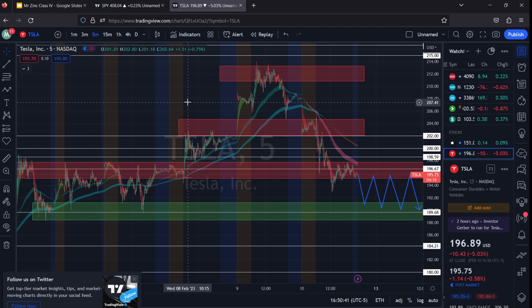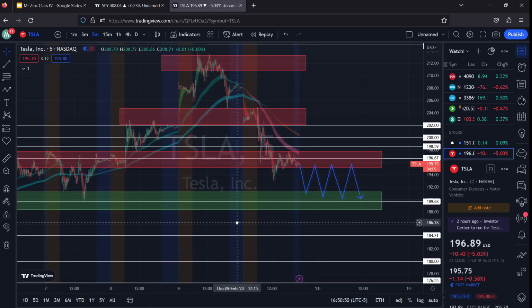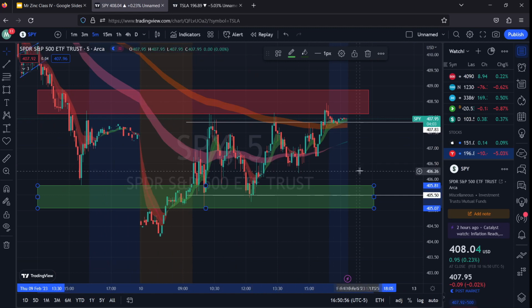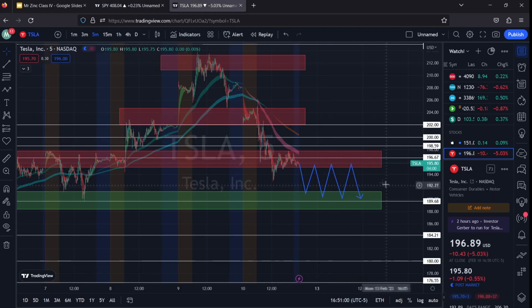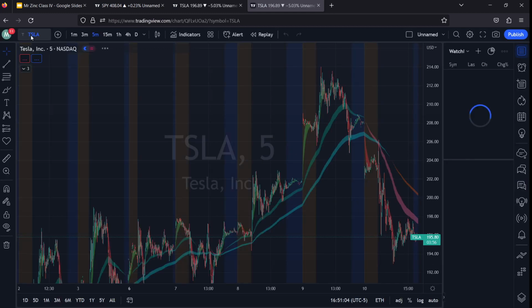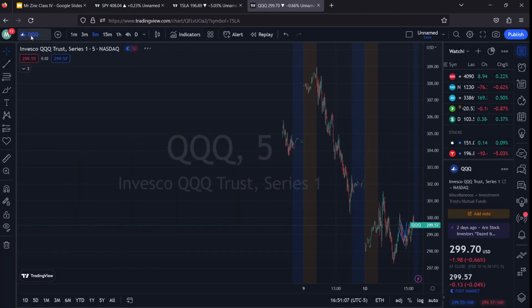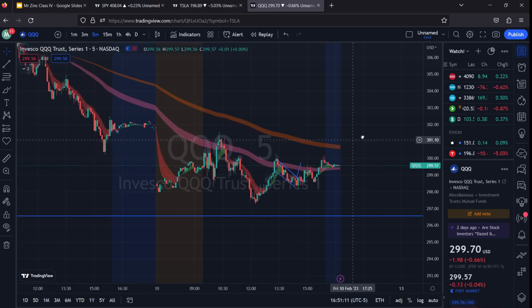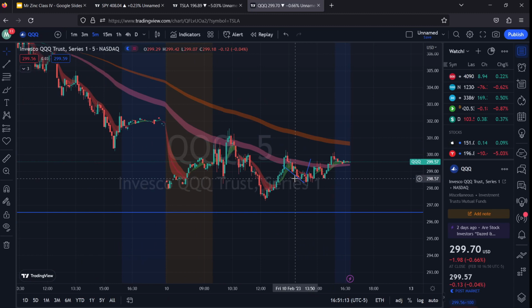You're looking for areas of consolidation on the chart. And then you're continuing on with the bounces and rejections, that is. And I can look at one more here. So I can go into QQQ. I can chart it from today.